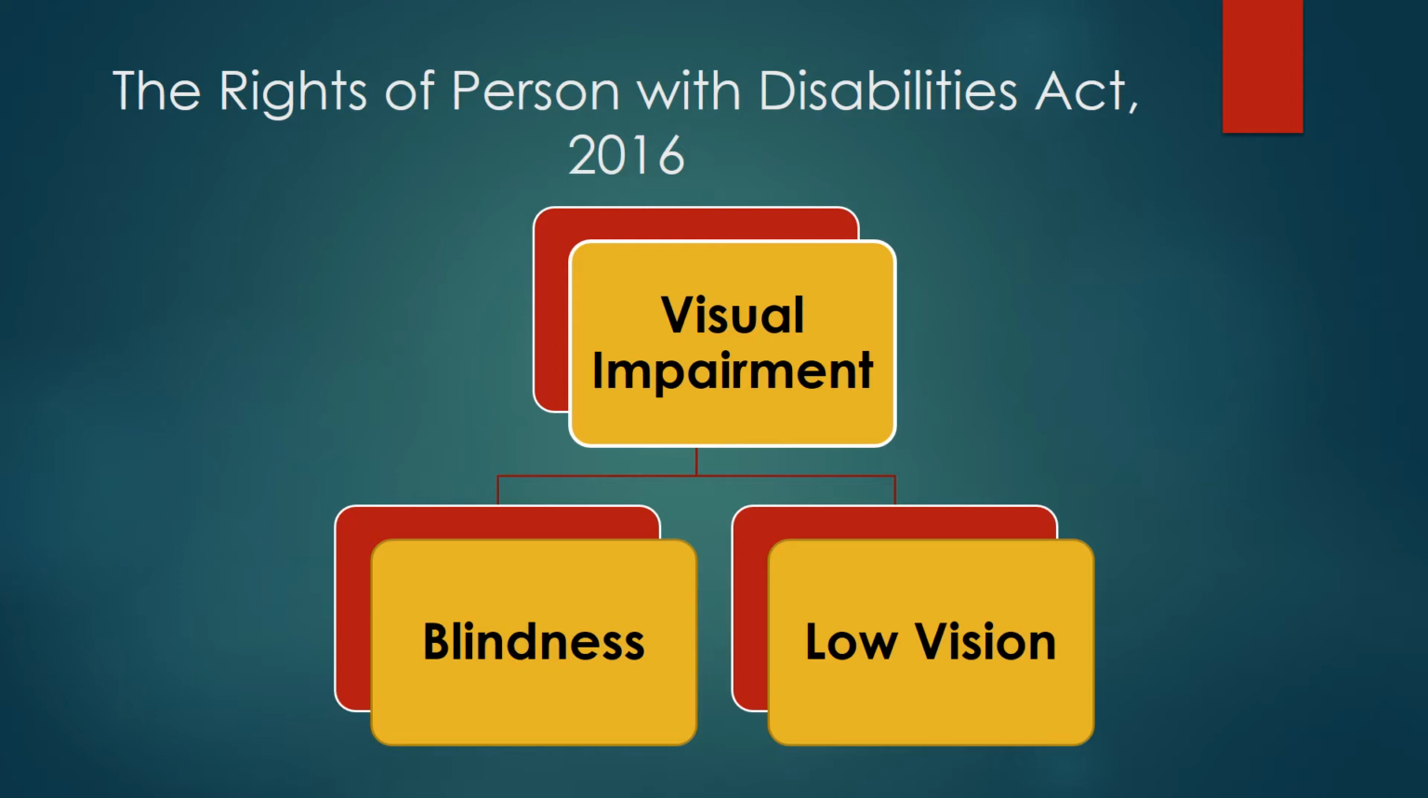As we know, in India there was one act, the Persons with Disabilities Act 1995, that is a very famous act, and visual impairment was also in that act. But in 2016 a new act came with the name Rights of Persons with Disabilities Act, and this act replaced the Persons with Disabilities Act. In this act 21 types of disability are notified by the government, and one is visual impairment, and under this two types of disability come regarding vision: blindness, and second, low vision.